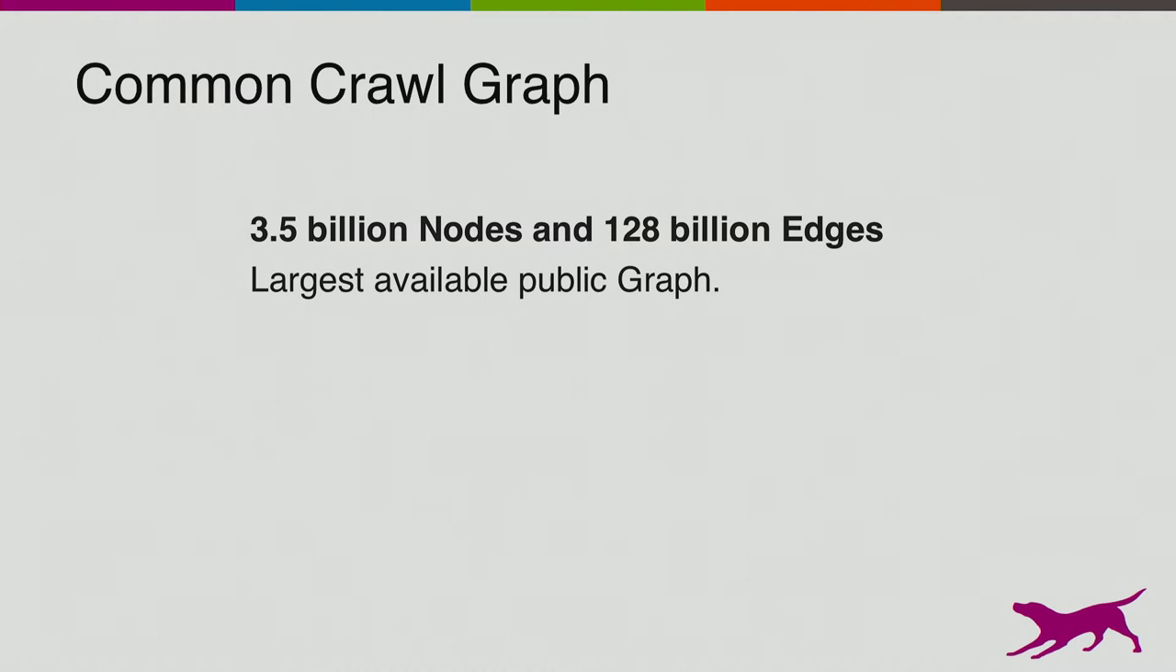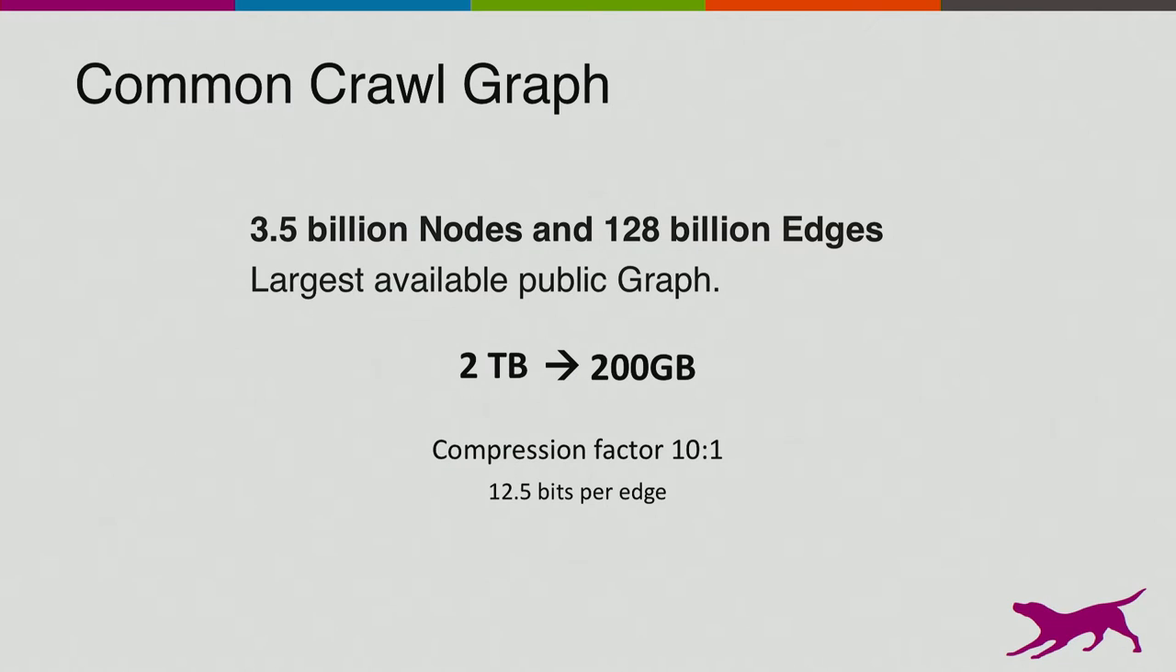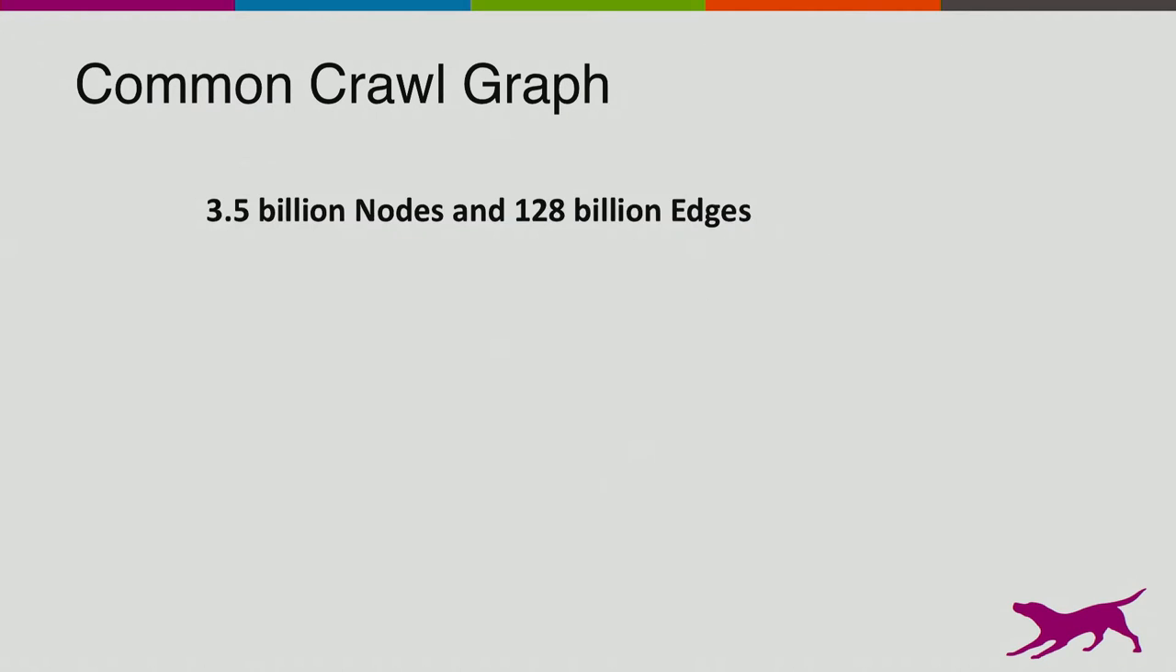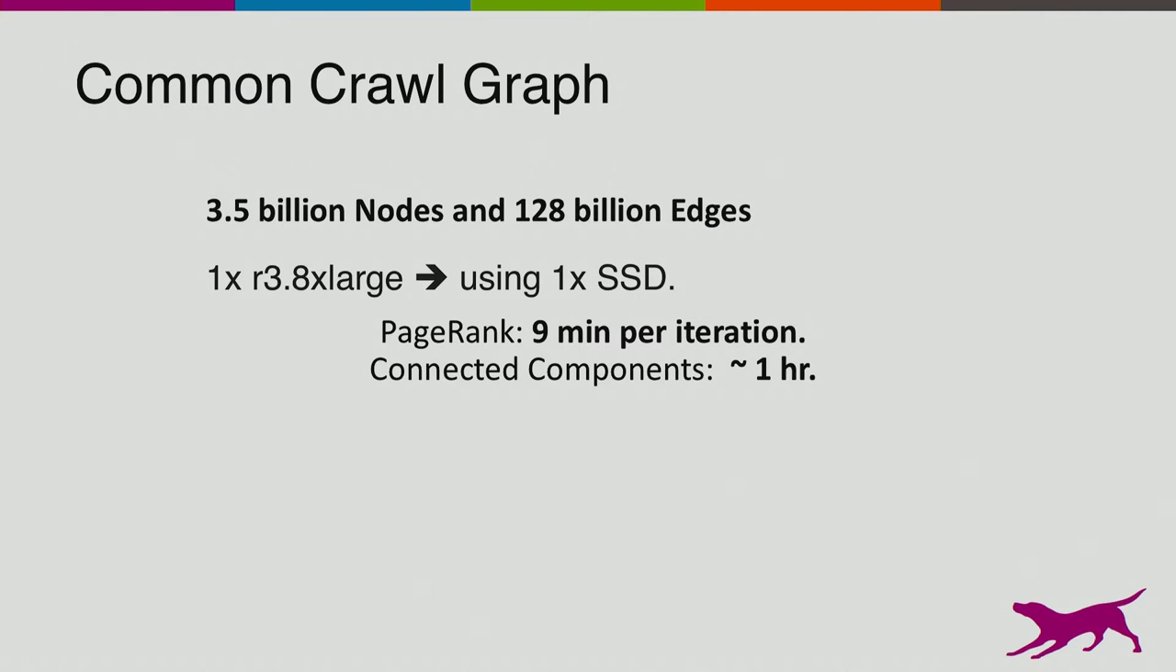So with this compression and SFrame's efficient external memory table data structure, we can compress the largest available public graph, the Common Crawl graph, which has 3.5 billion vertices and 128 billion edges, from a 2 terabyte data set into a 200 gigabyte data set, a compression ratio of 10 to 1, since this data set is all about hyperlinks between pages with no metadata. And it also gives us very high throughput over the edges.